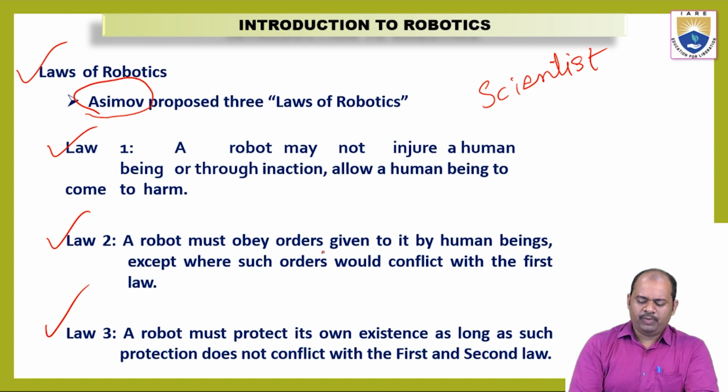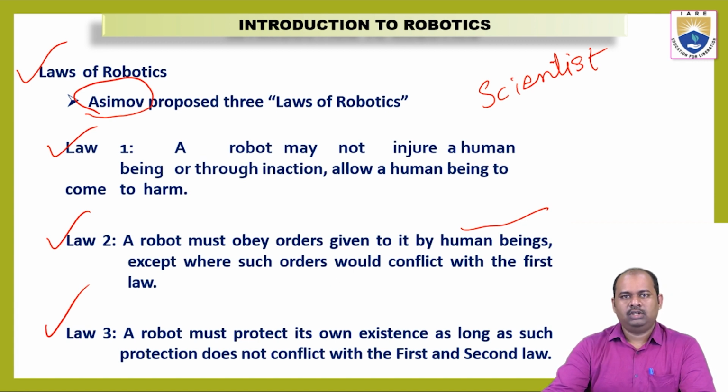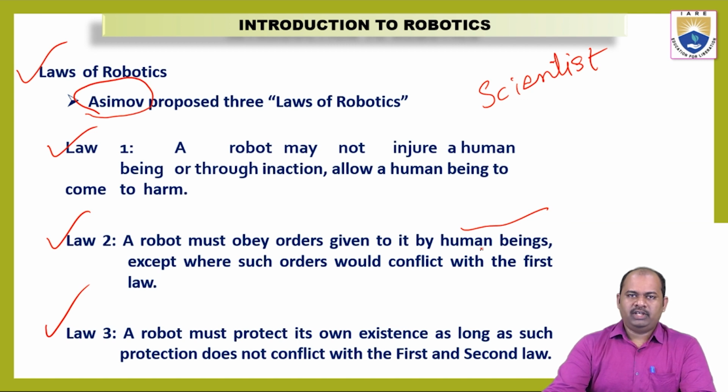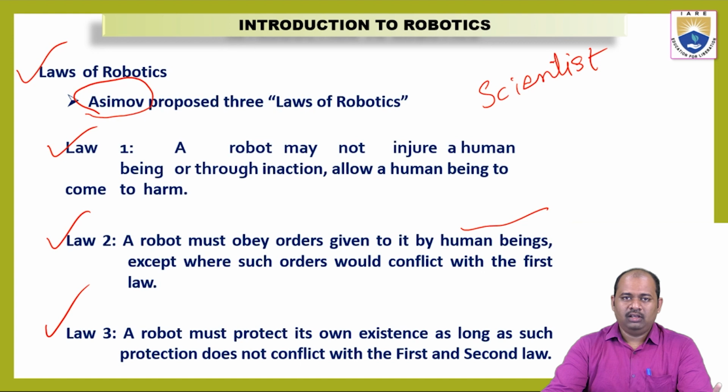A robot must obey orders given to it by human beings, except where such orders would conflict with the first law. See here, any robot is manufactured for the use of human beings only. So the robot should listen to human beings, unless there is one condition: the robot should not disobey the first law. I can give a command to a robot, it will accept and it will work.